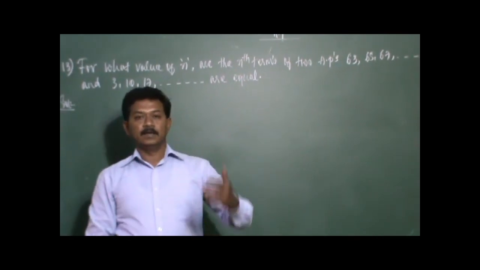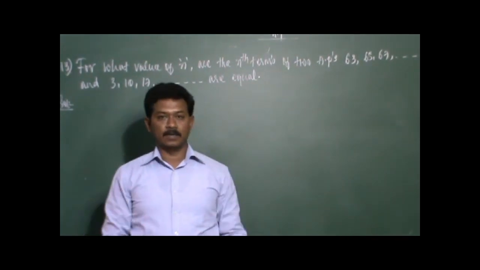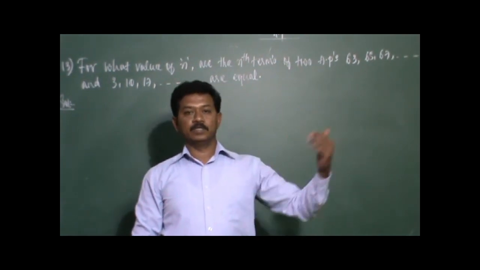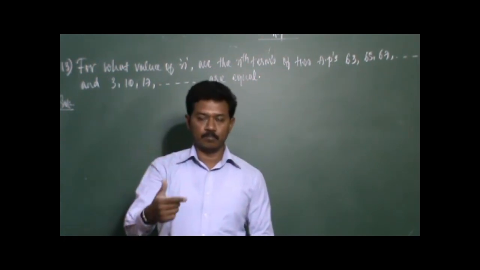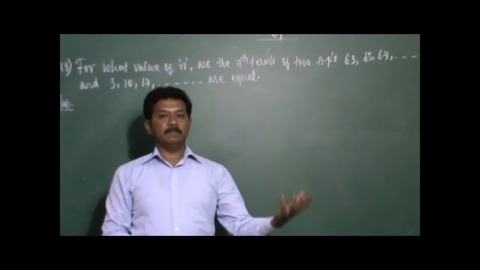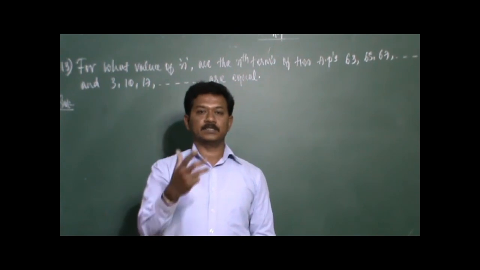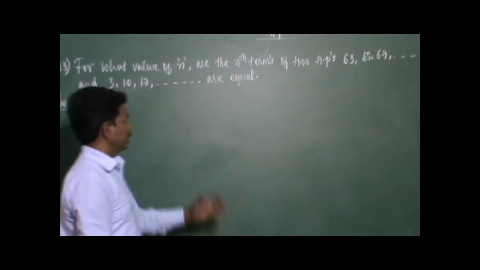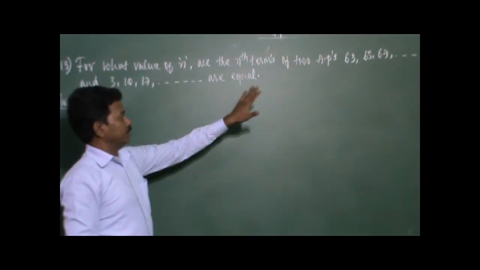In the sense, in both the APs, the 30th terms may be equal. In both the APs, maybe the 45th terms are equal. Maybe in both the APs the 52nd terms are equal, something like that. So in the given APs, two terms further on have become equal. So we have to find out which term of both the APs has become equal. That's the question: for what value of n are the nth terms of both the APs equal?